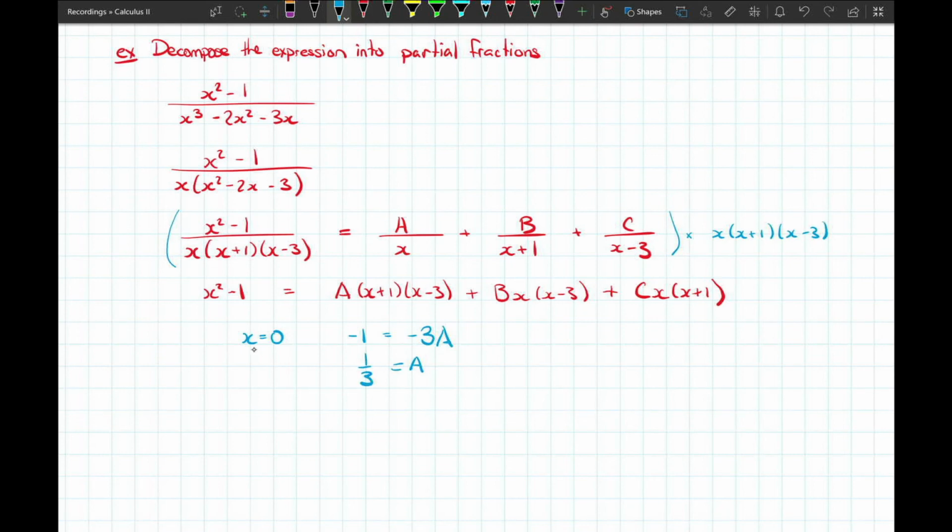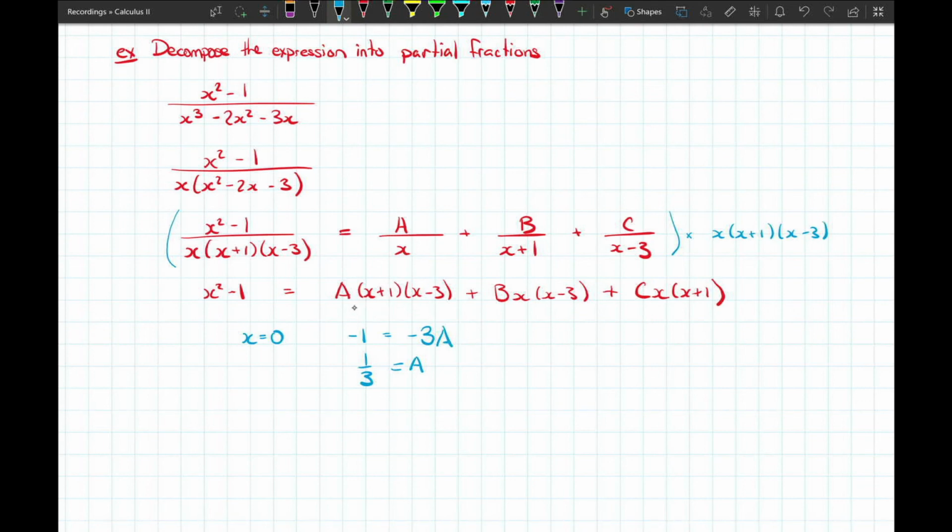Well, I chose x equals 0 for the particular reason that I know that these last two terms here are both going to go to 0 when I plug 0 in for x. So let's try to choose a value that's going to make it easy to solve for one of the other unknowns, b or c.